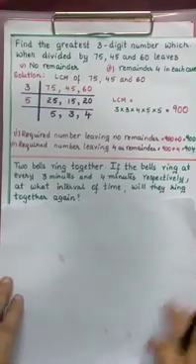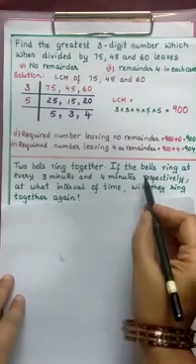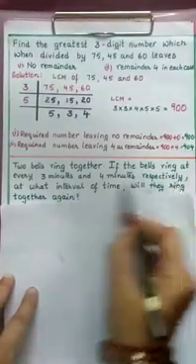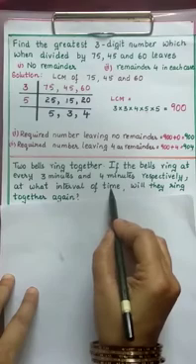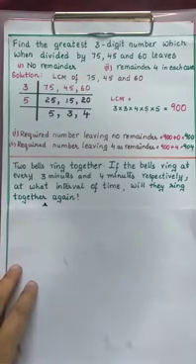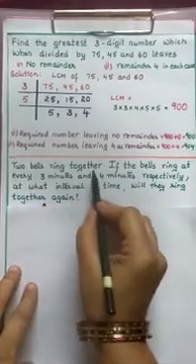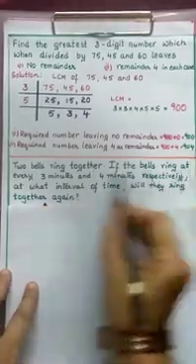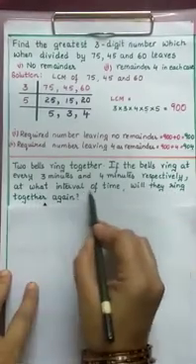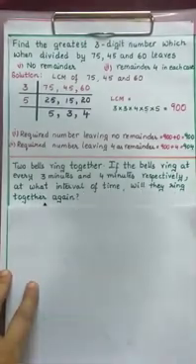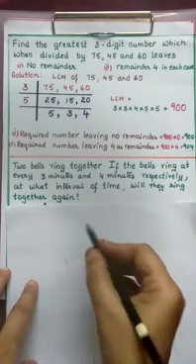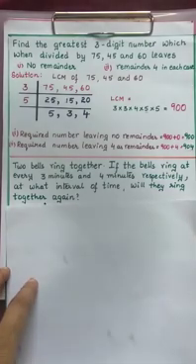Two bells ring together. If the bells ring at every 3 minutes and 4 minutes respectively, at what interval of time will they ring together again? Now once again you see the problem. Children, this is a problem which is an example where we use LCM in our practical life.